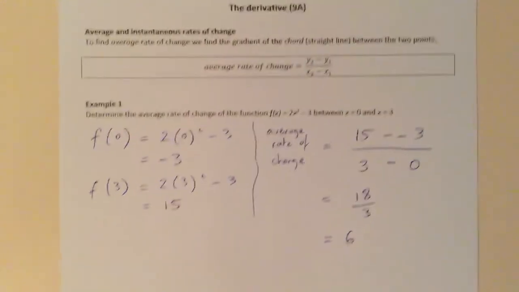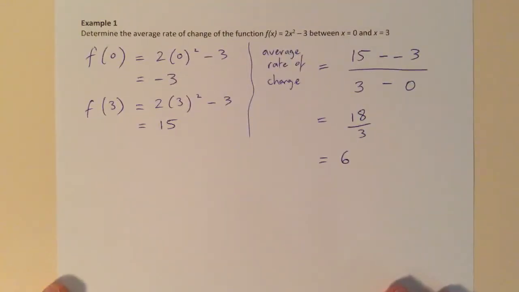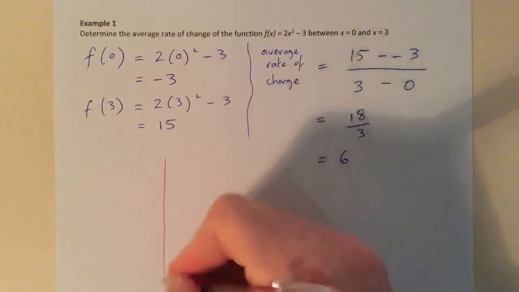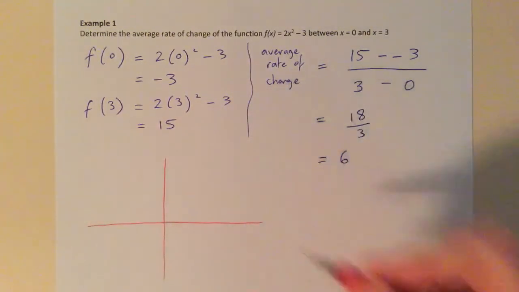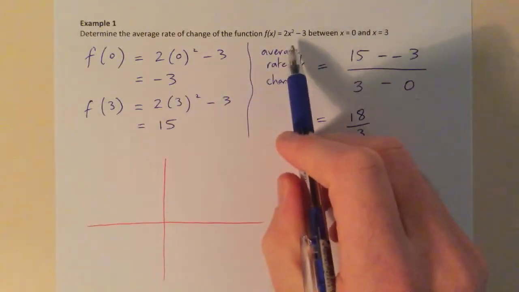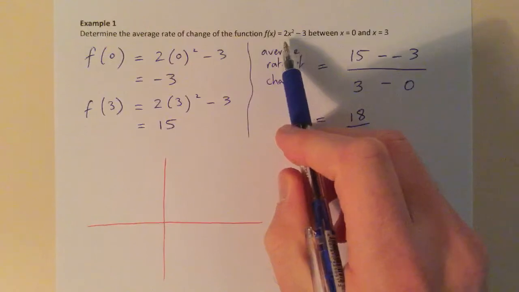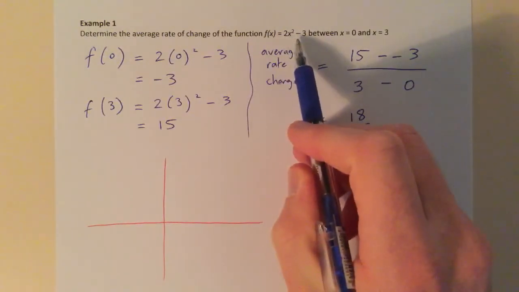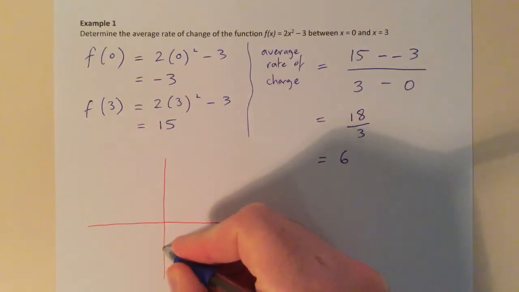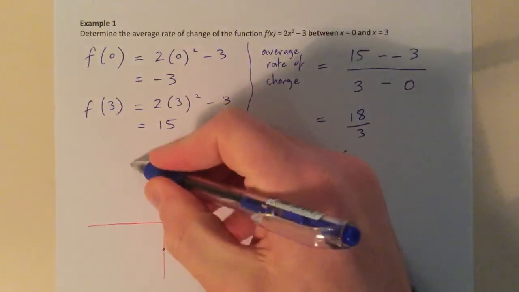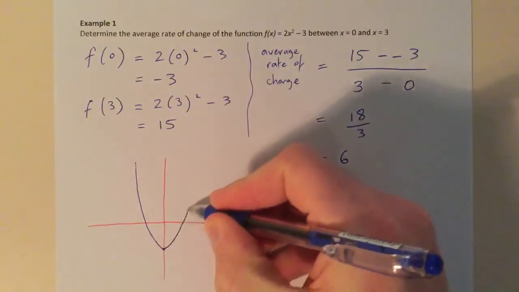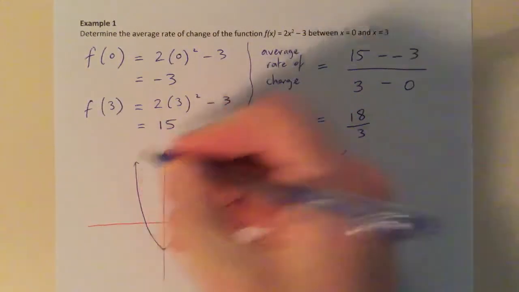There was no requirement to draw a picture for this question, but it might be good to think about what's going on by having a quick look at a rough sketch. For the function 2x squared minus 3, we can recognize it'll be a positive parabola. There's no horizontal shift, but there is a vertical shift down 3 units. So the turning point would be down at about negative 3, and the parabola is going to be doing something like that.